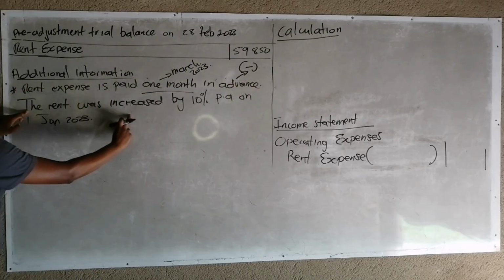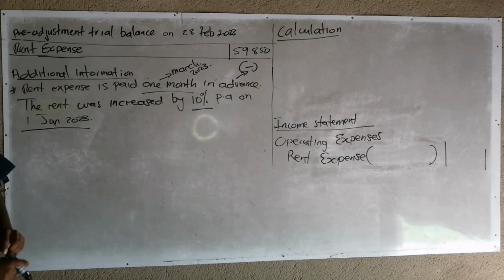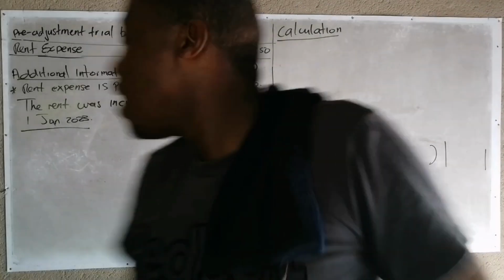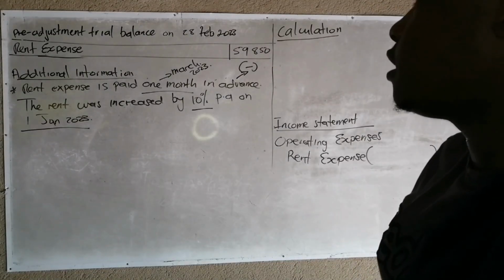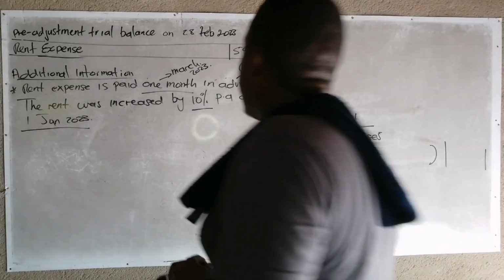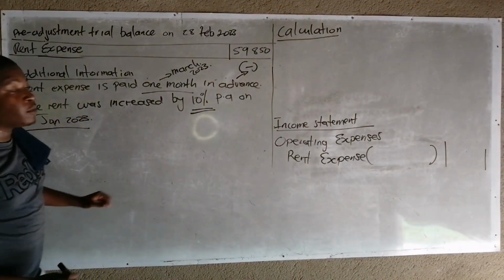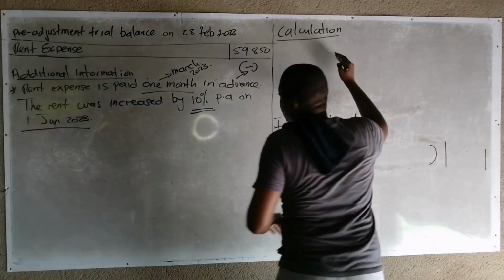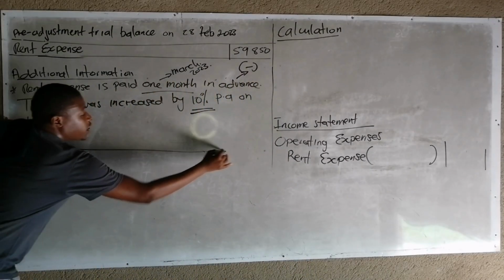The rent was increased by 10% per annum on 1 January 2023. So there's this amount of money which is included there, which falls on the records for the next financial period, guys. So the rent was increased by 10% per annum. So what do you do here? Either you do a timeline, or you just calculate the date.